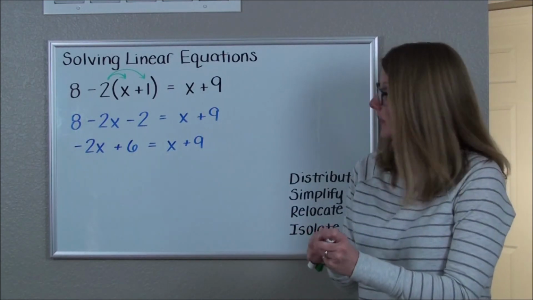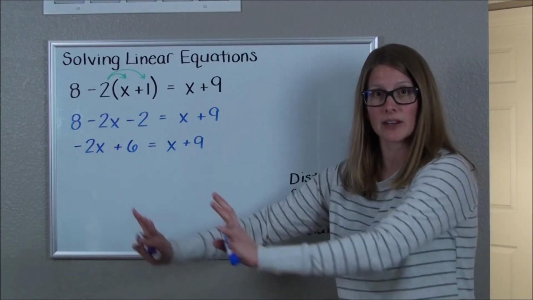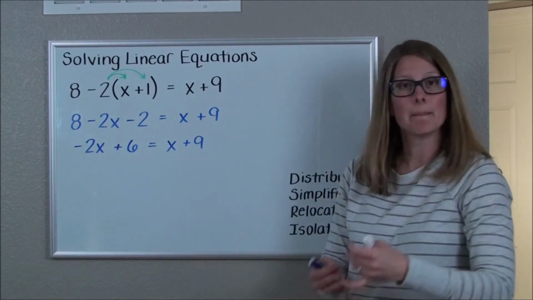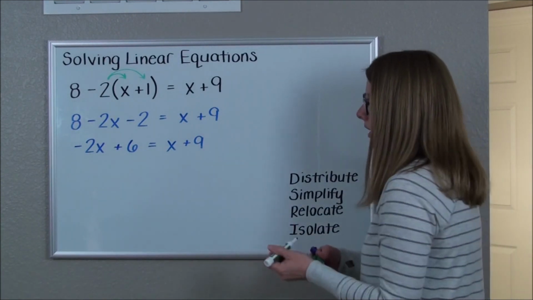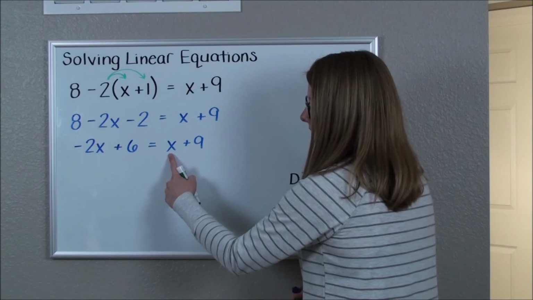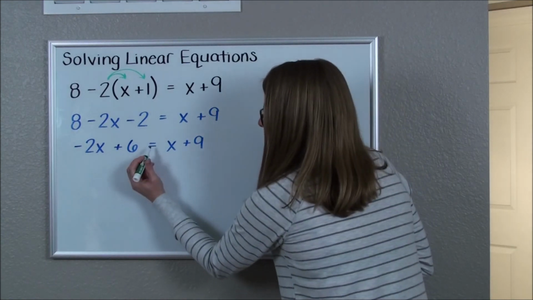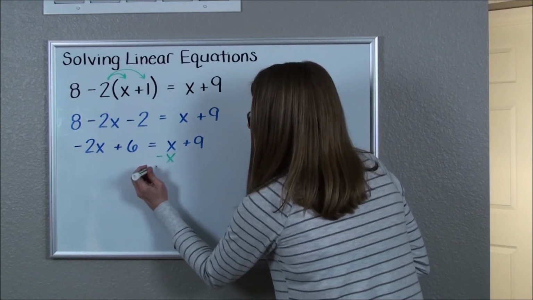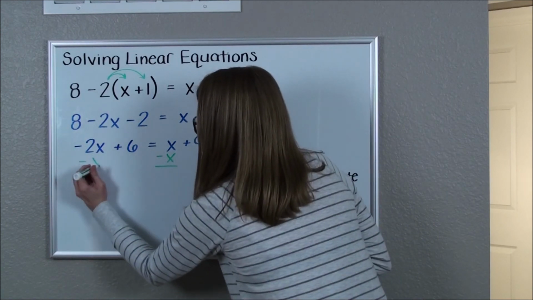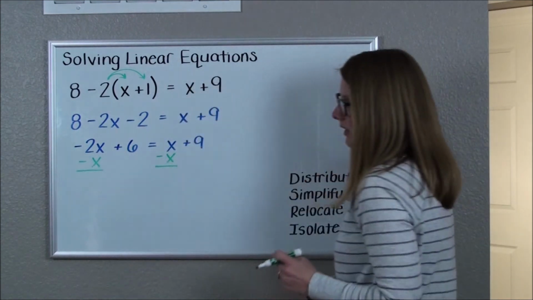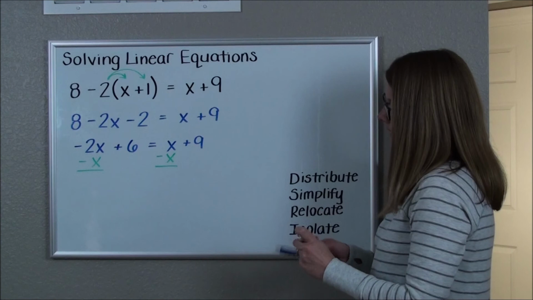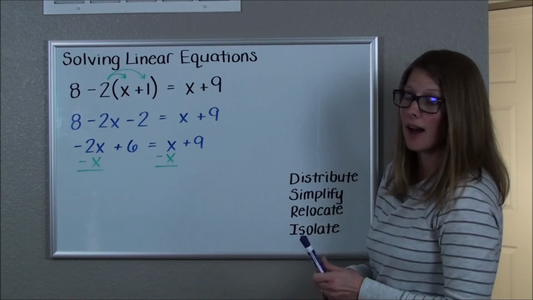This is the fun step. So we're going to push those letters to the left. We're going to move the numbers to the right. So for our letters, I'm going to take this positive x, and to remove it and relocate it, I'm going to do the opposite sign. I'm going to subtract the x from both sides. And while we're at it, let's relocate the constants.